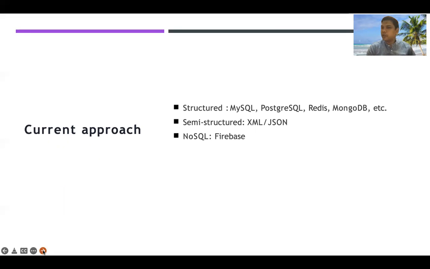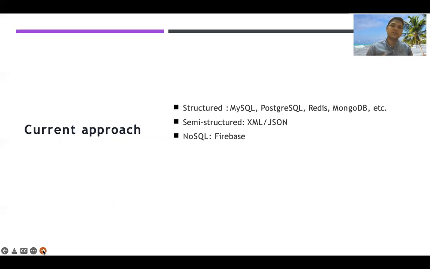When we talk about mobile database, this is the common database approach right now. We have structured, semi-structured, and NoSQL. When we talk about structured, of course, you know MySQL, Postgres, Redis, MongoDB, and so on. So this is an example of structured data. And how about semi-structured? We have XML and JSON. These are common technologies used in mobile database.